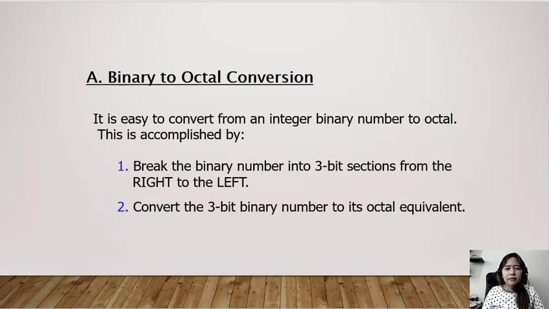To convert binary to octal, you need to break the binary number into 3-bit sections, from right to left. If any grouping does not reach 3 digits, you just have to add zeros to the left of that particular section. After you group them into 3, you convert them into their octal equivalent.